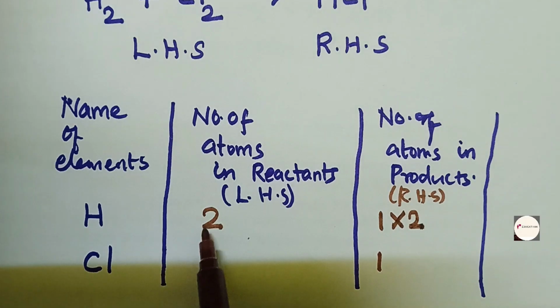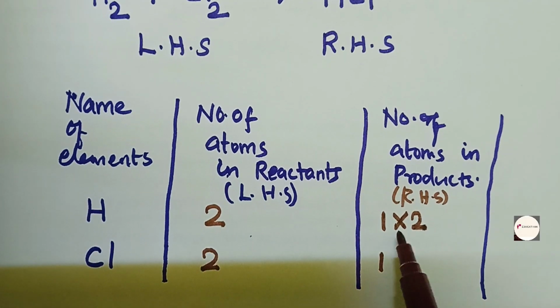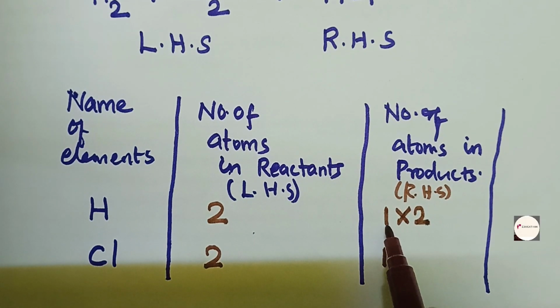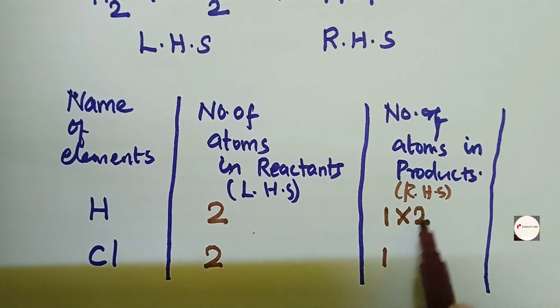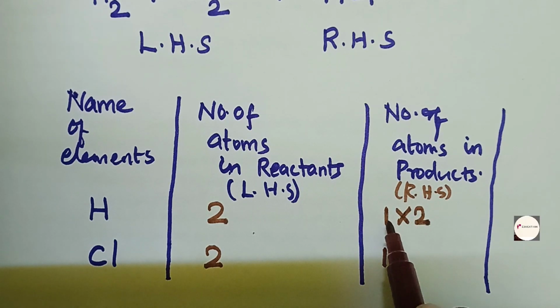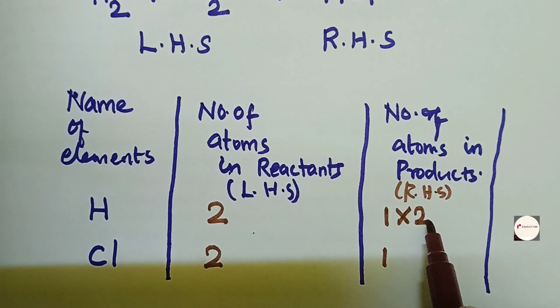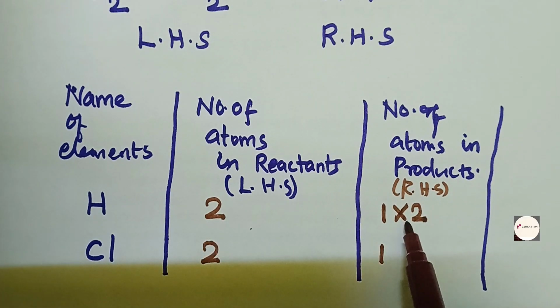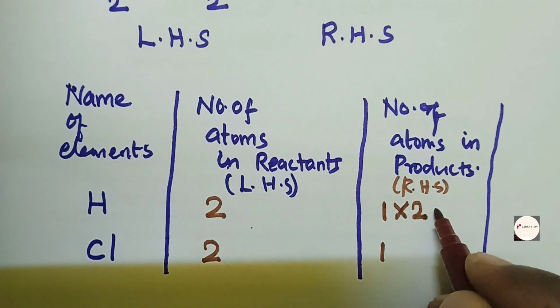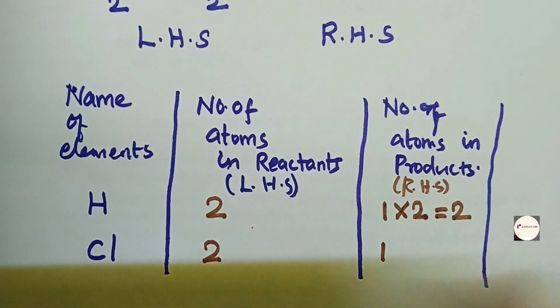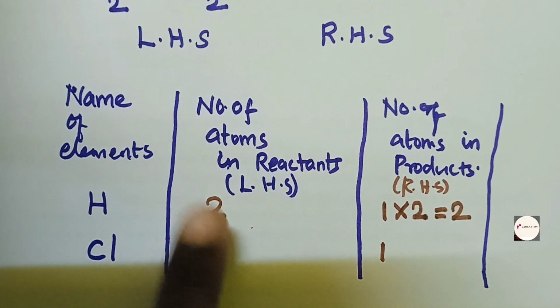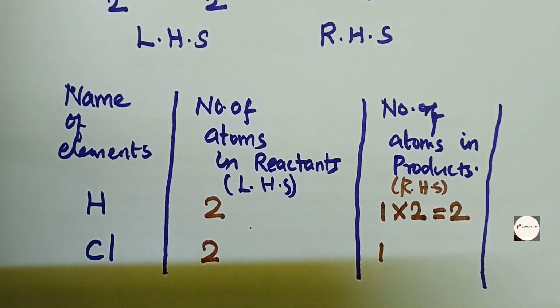Okay. Here there are two hydrogen atoms. On the right hand side there is only one hydrogen atom. For two hydrogen atoms to come here, what should we do? What do we multiply this 1 by to get these 2 hydrogen atoms? So you are going to multiply with 2. So what is your answer? 2. Now look, hydrogen has become 2 here also. That means the left hand side also 2 and the right hand side also 2.